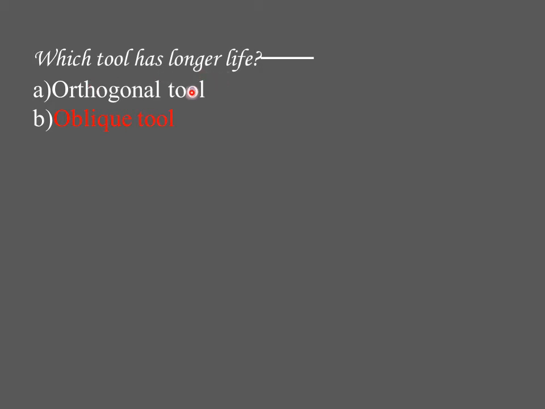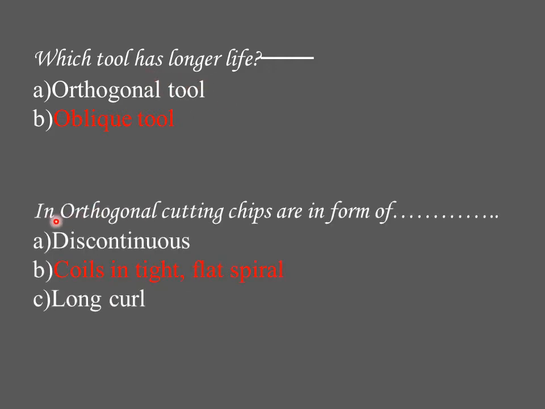Next question: which tool has longer life? The correct answer is oblique tool. The oblique tool has a longer life. Next we will discuss the question: in orthogonal cutting, chips are in the form of discontinuous, coil in tight flat spiral, and long cut. The correct answer is coil in tight and flat spiral. Generally this type of spiral is there in orthogonal cutting chips.